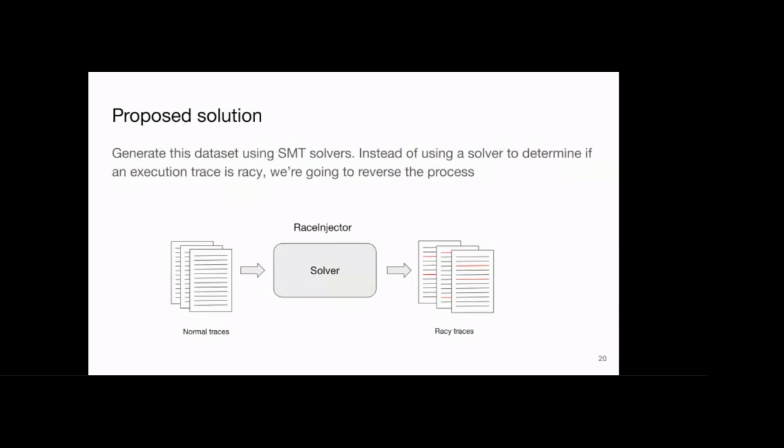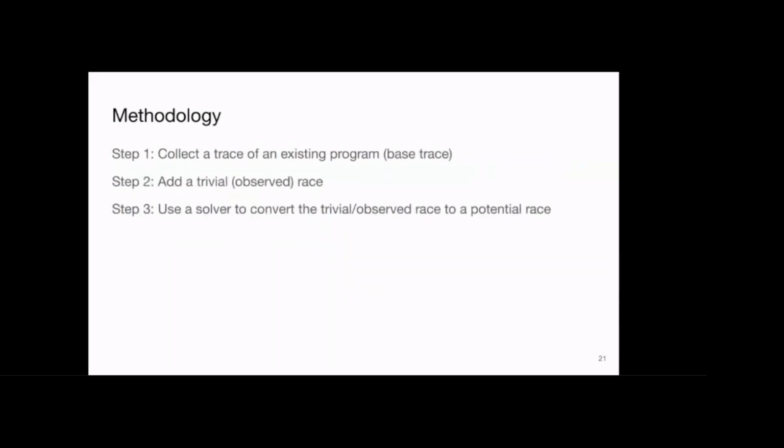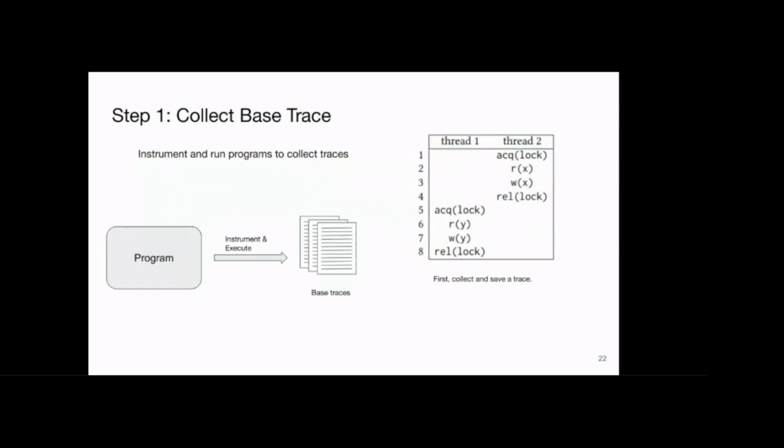So for the rest of the talk, I'm going to talk about how RaceInjector works and any future work around it. There are 3 steps. The first is to collect a trace of an existing program, and we call this a base trace. Next, we add a trivial or observed race into the base trace, and then we use a solver to convert that trivial or observed race into a potential or more interesting race condition. So the first step is to collect the base trace.